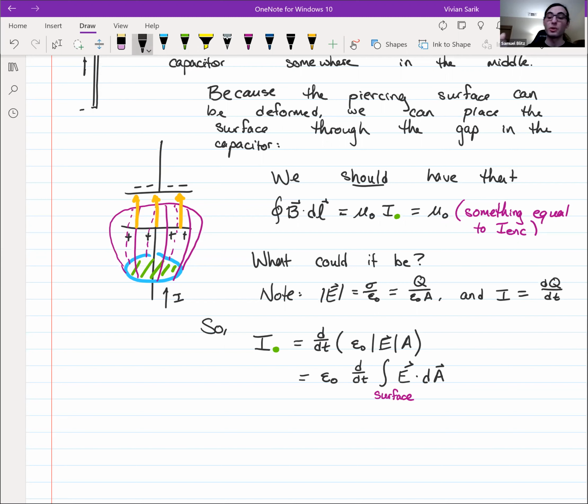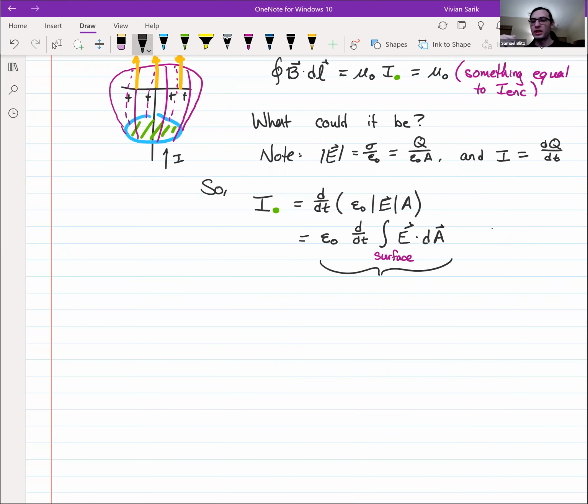So if we wanted to use the purple surface instead of the green surface, instead of writing mu naught times I, we would write mu naught times this stuff, because this stuff is precisely equal to the current flowing through the green surface, but it's written in terms of stuff that the purple surface knows about, because the purple surface is passing through the capacitor where there is a changing electric field. So this quantity, the time derivative of the electric flux times epsilon naught, has a name, and it's called the displacement current.